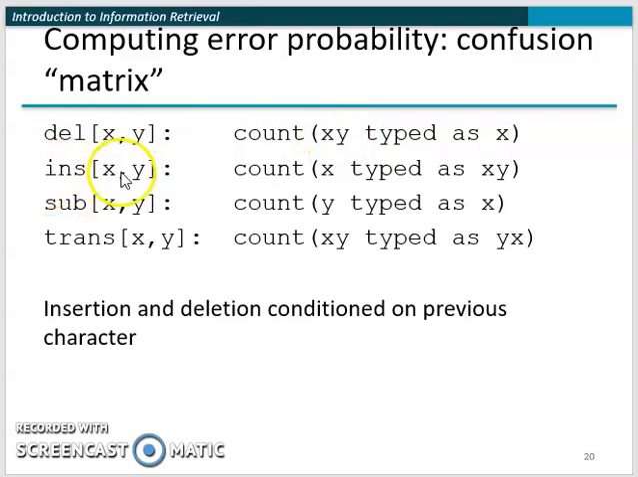Okay, about insertion matrix, we need to count how many times X was typed as XY. That is, Y was inserted here. For substitution, we need to count the times when Y was typed as X, and for transposition, we need to count the occurrences when XY was typed as YX. So insertion and deletion are actually conditioned on the previous character. Consider this, XY typed as X. So how many times this Y was deleted when it was preceded by X? So this is how it is conditioned on the previous character.